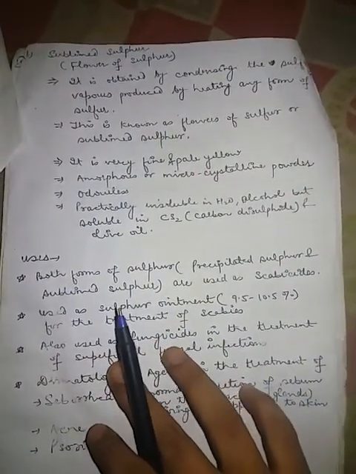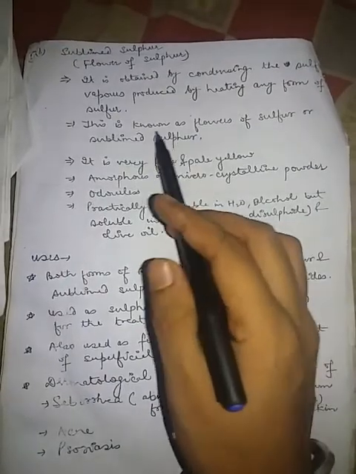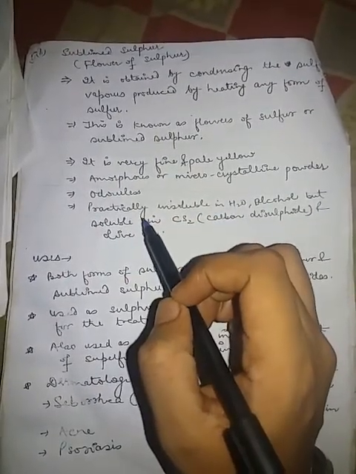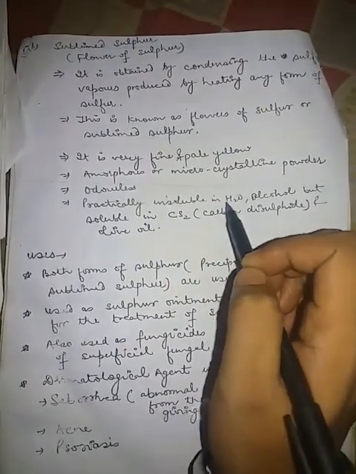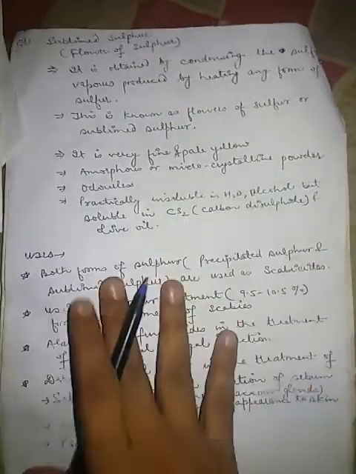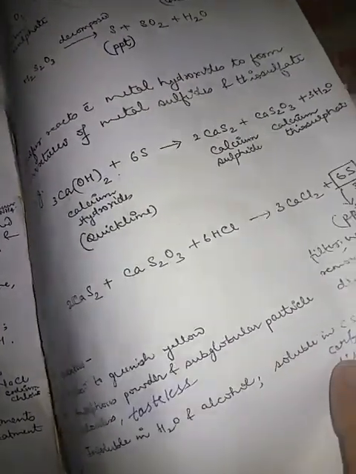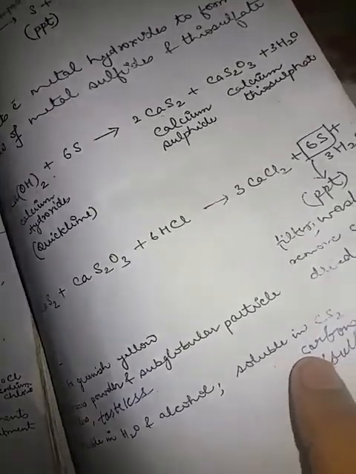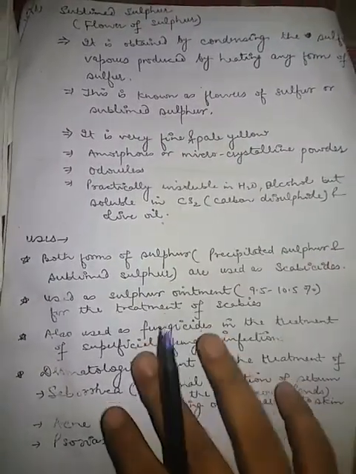It is a very fine, pale yellow, amorphous or microcrystalline powder. These are the characteristics of sublimed sulfur: it is odorless, practically insoluble in water and alcohol but soluble in carbon disulfide. It is similar to precipitated sulfur. Here it is also written that it is insoluble in water and alcohol and soluble in carbon disulfide, but it is also soluble in olive oil.